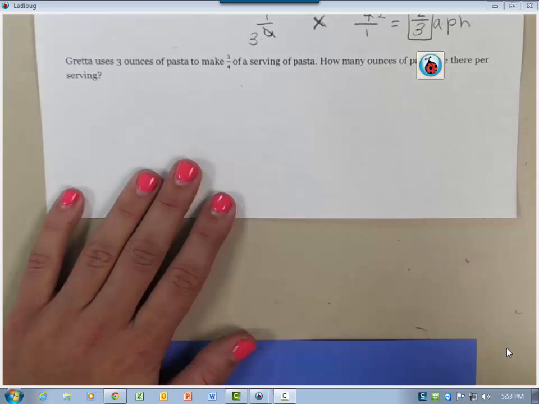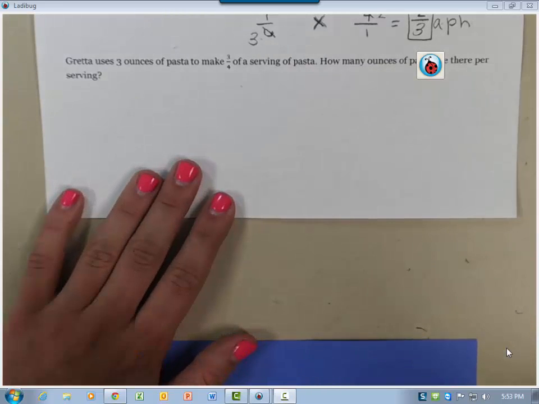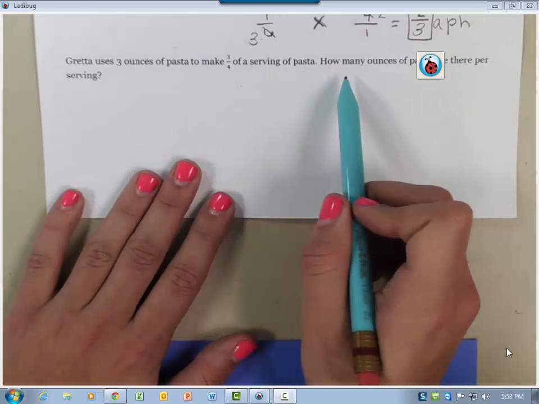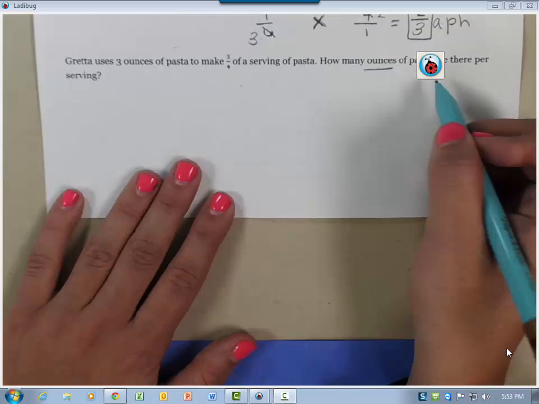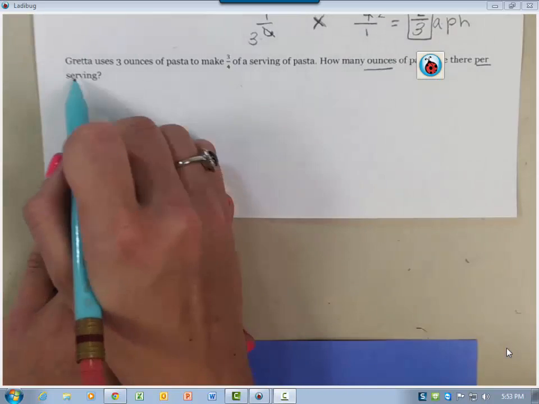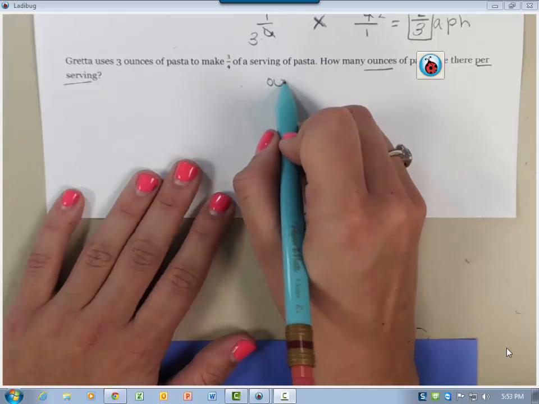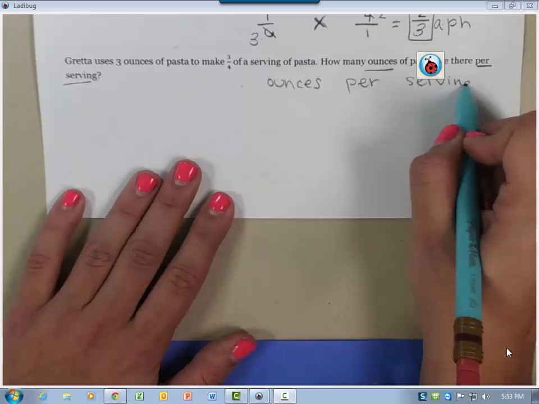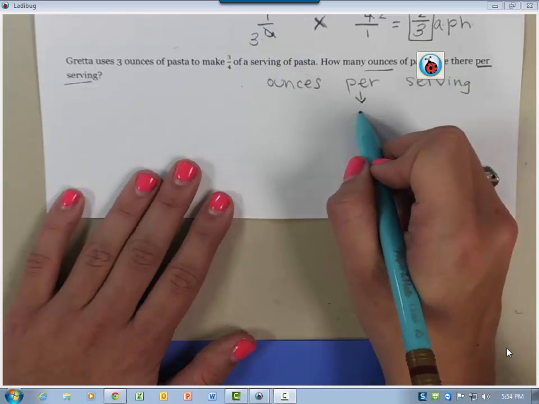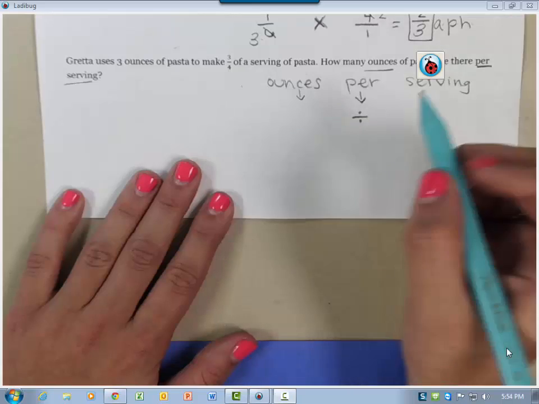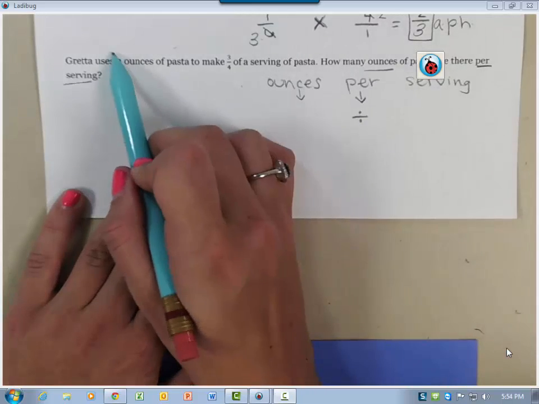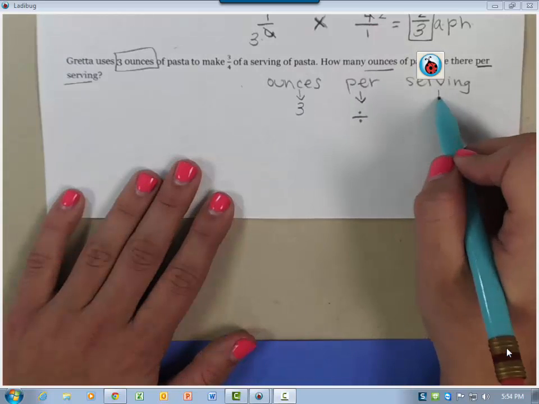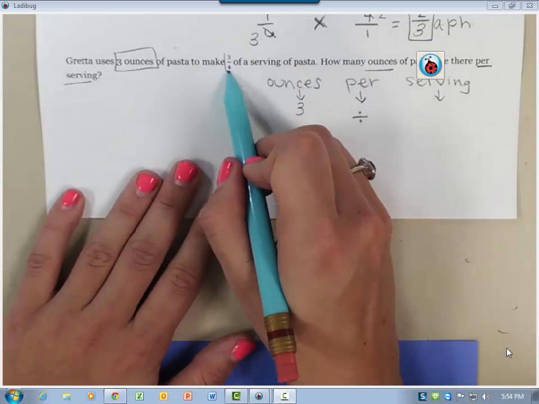Alright, you should have done it, okay? Greta uses 3 ounces of pasta to make 3/4 servings of pasta. Alright, well, let's look. How many ounces of pasta are there per serving? I have ounces per serving. Per means to what? Good. Divide. Ounces means to find your ounces. You have 3 ounces. Per, divide, servings. How many servings did you have? Good. 3/4 servings.